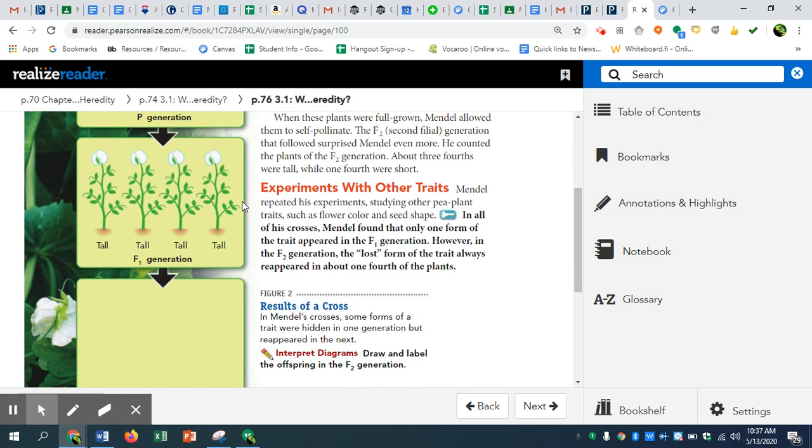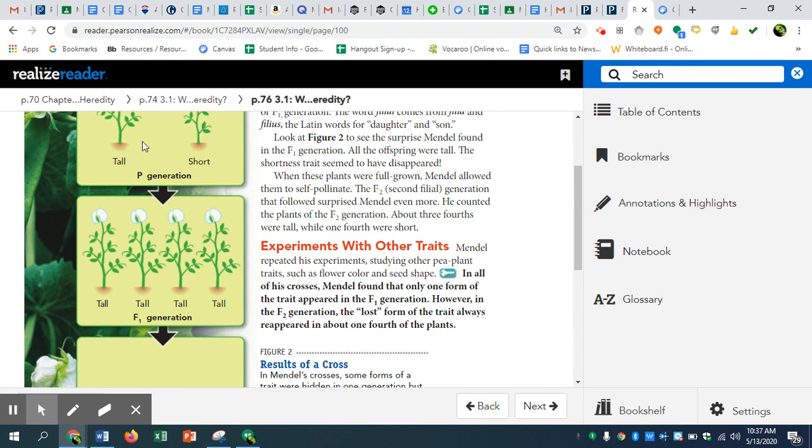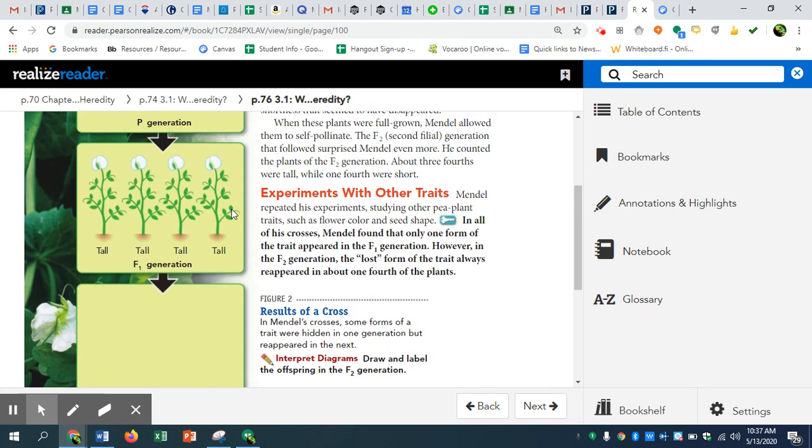And so it was like, what does that mean? And then something different happened in the F2 generation, the second filial generation. The second filial or F2 generation are like the grandchildren of these two. So let's read what happened.